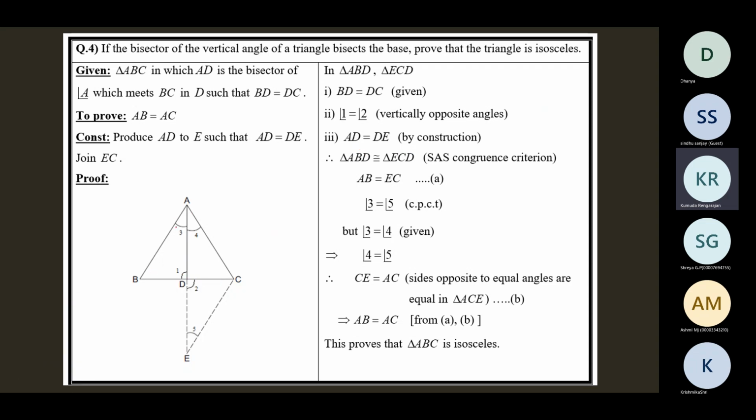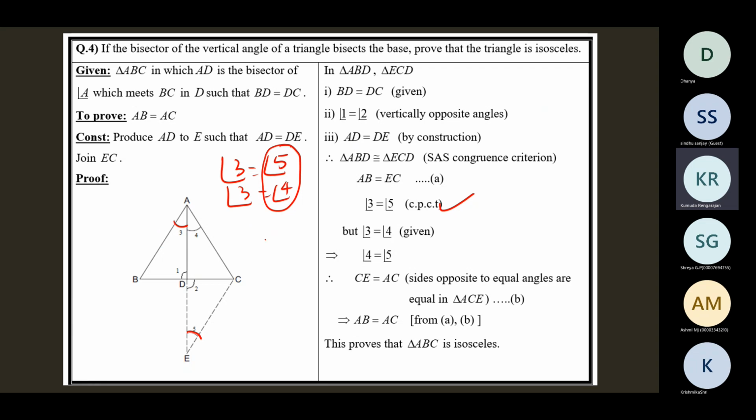So by CPCT, we have angle 3 is equal to angle 5. But children, we already know that angle 3 is equal to angle 4, given. So by comparing these two, we have angle 4 is equal to angle 5.